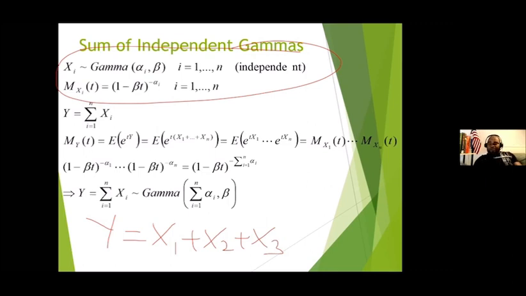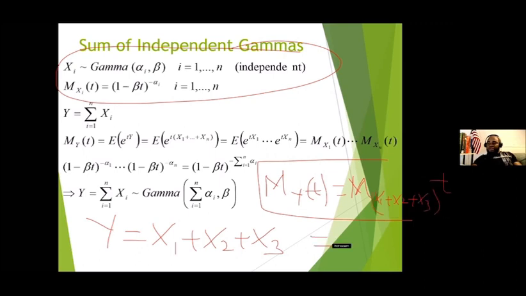Now what I'm trying to tell you is that the moment generating function in this scenario for y of t will be equal to the moment generating function of x1 plus x2 plus x3, and at the end of the day this is what you're going to have, which is alpha 1 plus alpha 2 plus alpha 3. That's what you're going to get for three variables. The number of variables determines the number of alphas that you're going to have. Take a look at that.